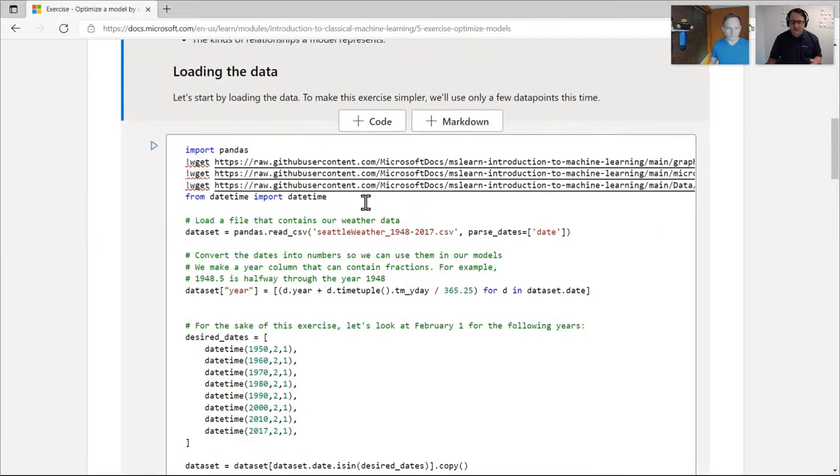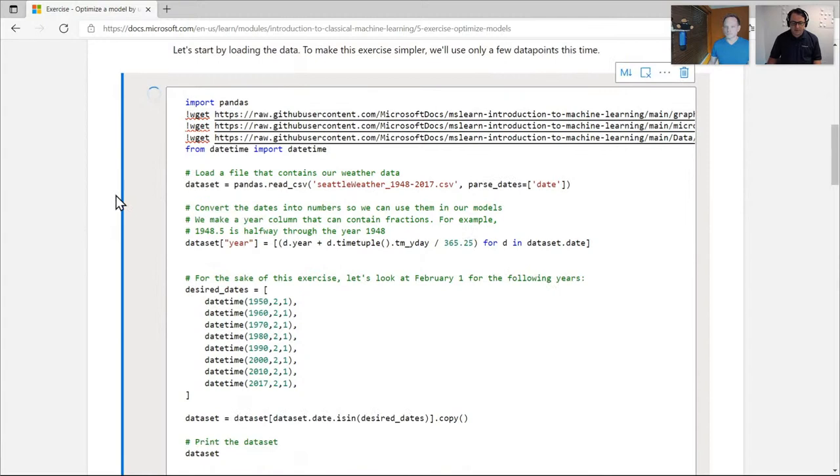So again, we're doing something very similar to the first exercise where we're loading the data. In fact, I'll just run that cell. It might take a little bit of time. Again, we're reading from that same CSV file. And here we're also creating a new column in the data called year. This is actually looking for the midpoint for the year, so we don't have to use the year exactly.